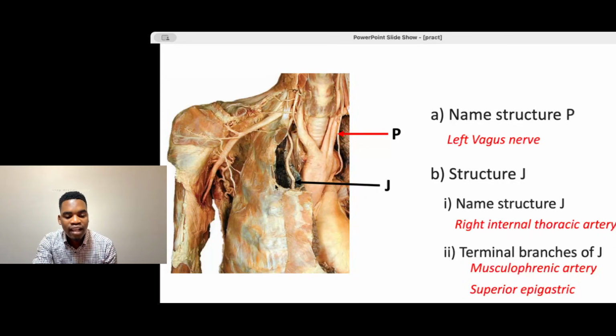Assume you say this artery is an axillary artery, for example, so you automatically get it wrong. Even if you say the musculophrenic artery and the superior epigastric artery, it doesn't match what you have said, because they are not branches of the axillary artery. And even if you said branches of the axillary artery, like the superior thoracic artery and the lateral thoracic artery, you automatically get it wrong, because this is not the axillary artery.